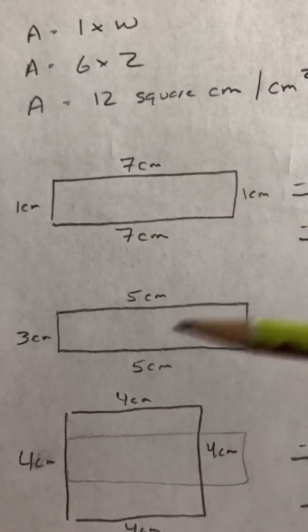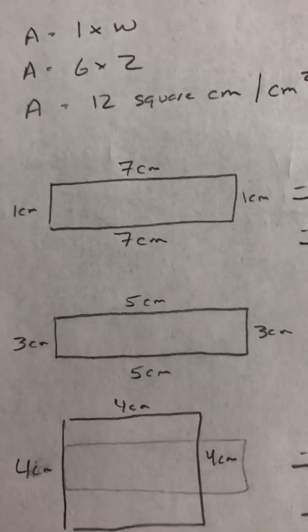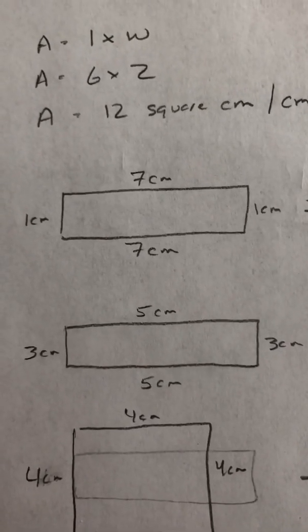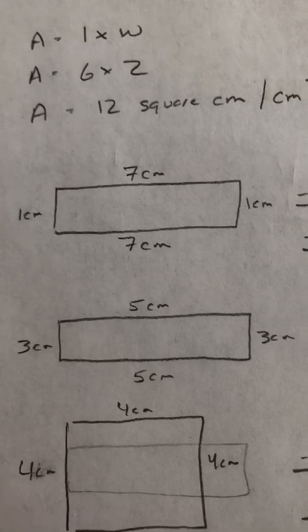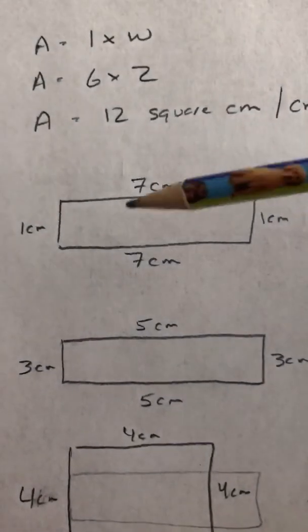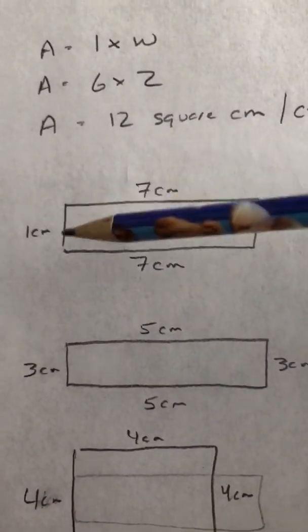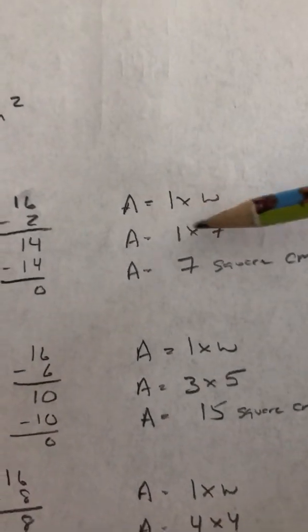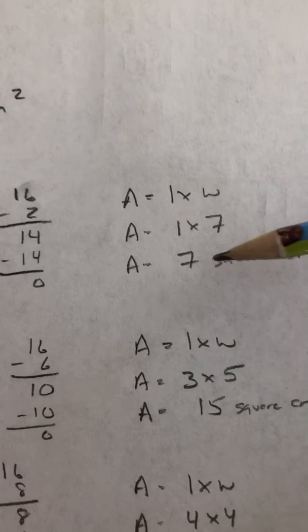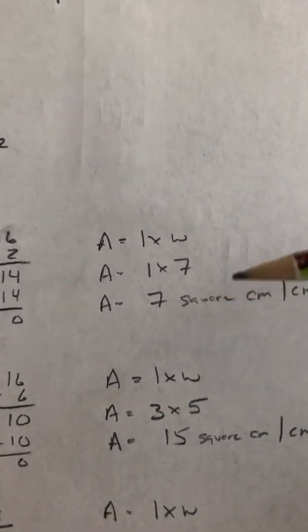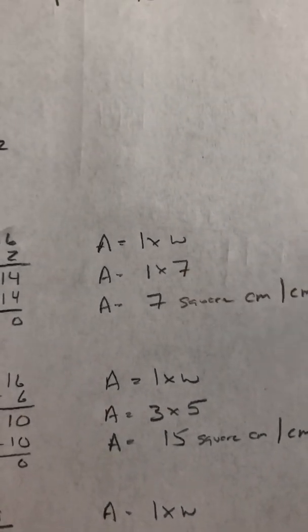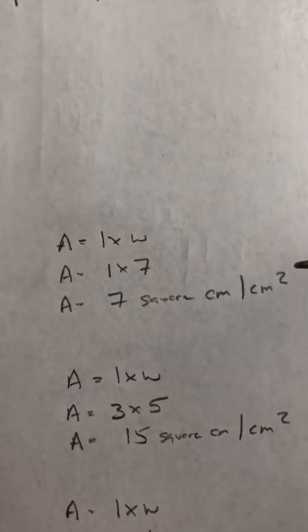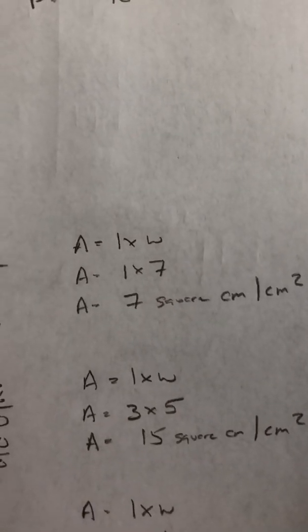And again, I've labeled all of my dimensions of my rectangles. Now, Part D wanted us to find the area of each of these. So on this first one, we are going to multiply the length times the width. So if we look over here, I did length times width, so 1 times 7. So our answer for the first option would be 7 square centimeters. And again, centimeters to the second power would be another way of writing that.